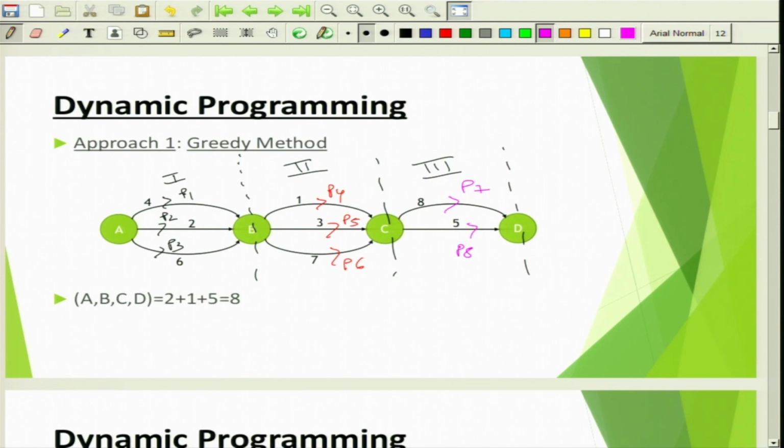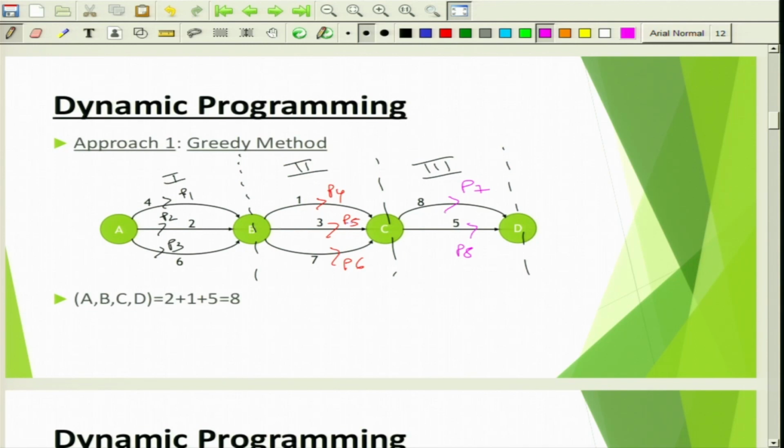Now from A to B, by using a greedy method approach, it looks like P2 is the most optimal route, the most optimal policy, because the cost associated to reach from state A to state B is 2. It could be $2 or 2 rupees, that is a different story.